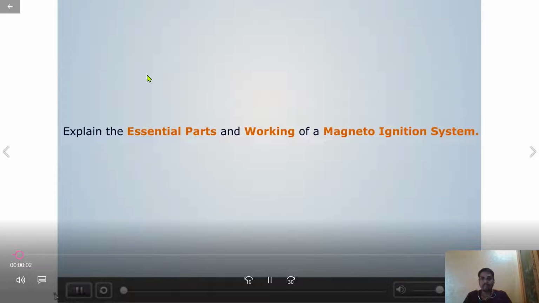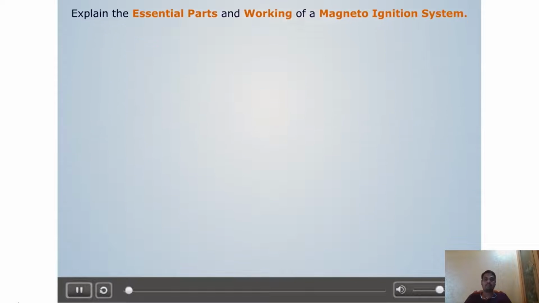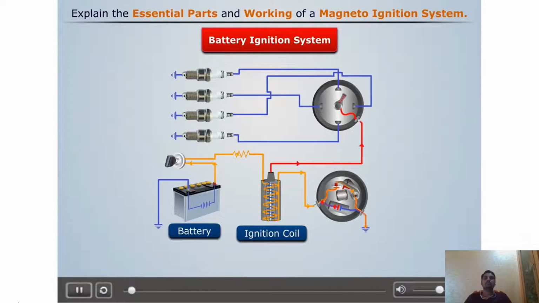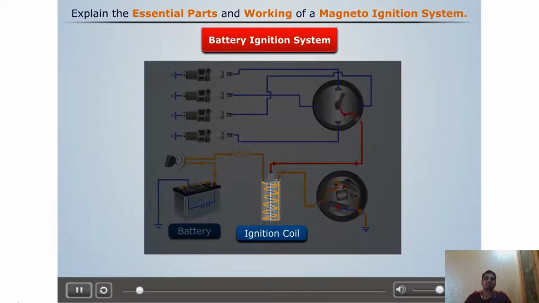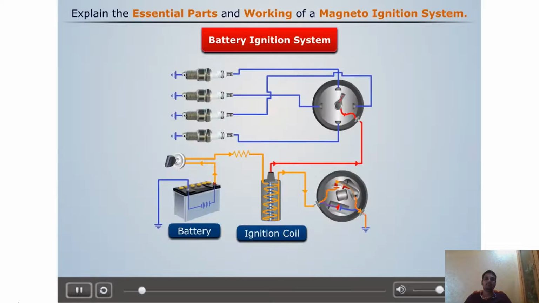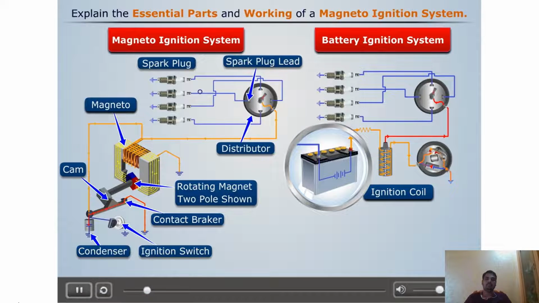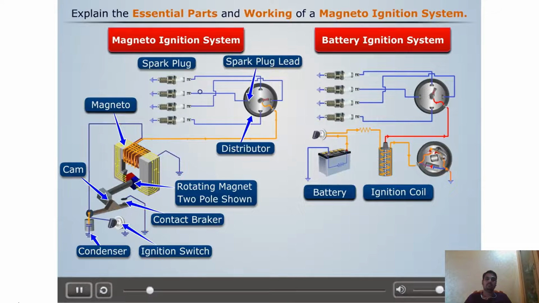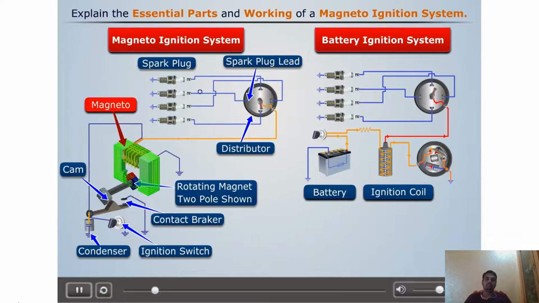Explain the essential parts and working of a magneto ignition system. We know that in a battery ignition system, a battery is used for supplying voltage to the primary circuit, and an ignition coil is used to step up this voltage when required. In a magneto ignition system, the battery and ignition coil are replaced by a compact magneto.